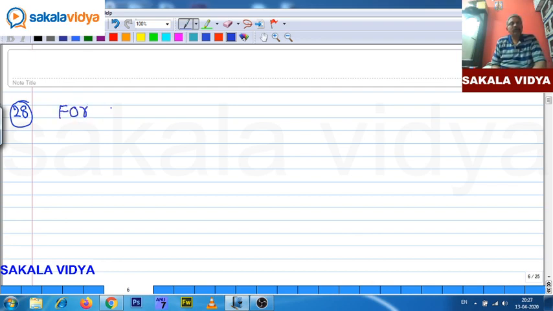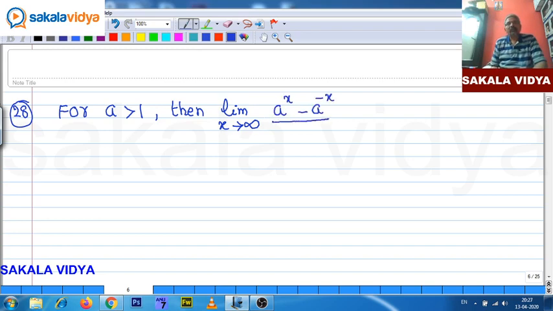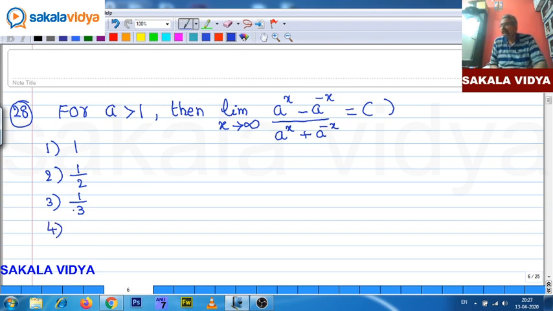For a greater than 1, then limit x approaches to infinity of a power x minus a power minus x upon a power x plus a power minus x equals to. So now the first option is 1, second option is 1/2. Third option is 1/3, fourth option is minus 1/15.